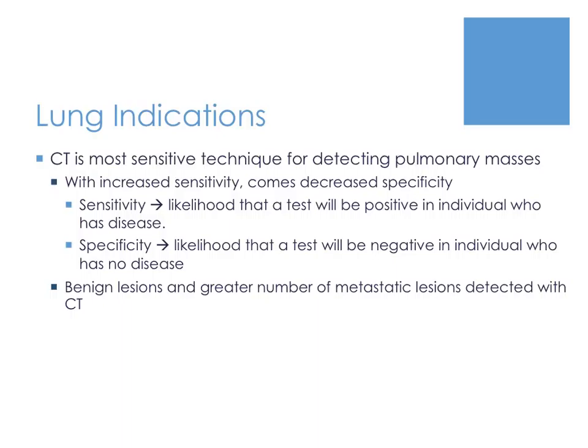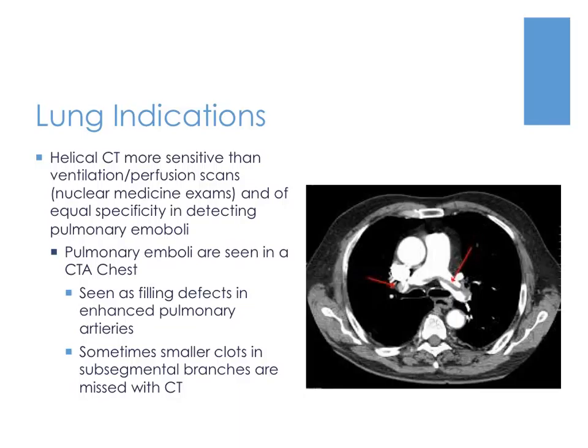Benign lesions like subpleural lymph nodes and granulomas and a greater number of metastatic lesions can be detected on CT imaging. Helical CT is more sensitive than ventilation or perfusion scans. These are a type of nuclear medicine exams, and they're of equal specificity in detecting pulmonary embolisms.